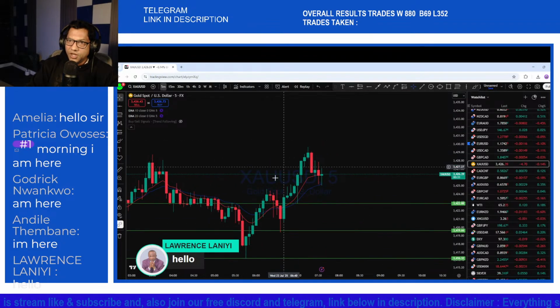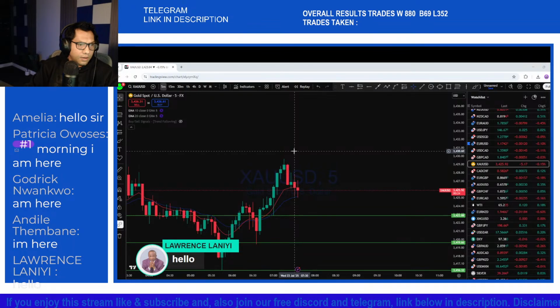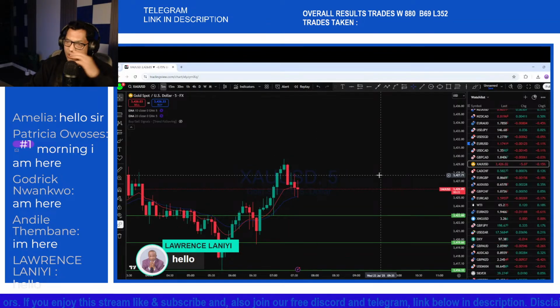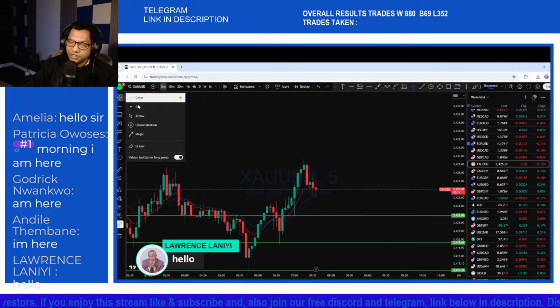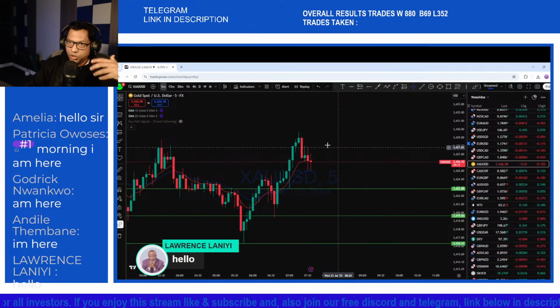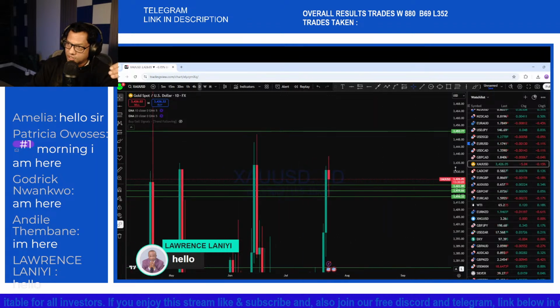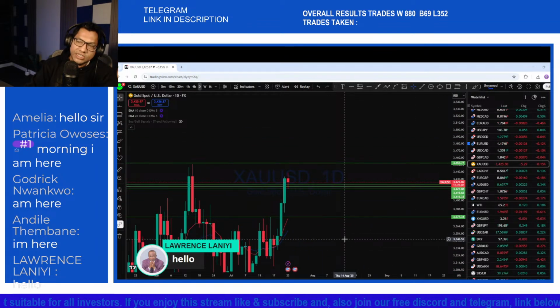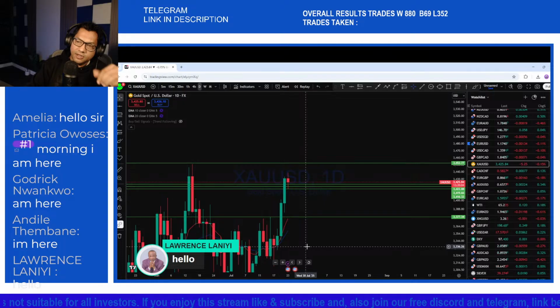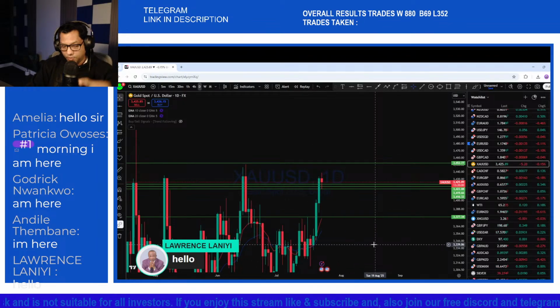So looking here at gold, if you look at it, you can see the market slowly trying to build up pressure. And with the news coming up, gold is also going to be very volatile, and we already see that reflection in the market. From the daily, it's a very strong uptrend at the moment.